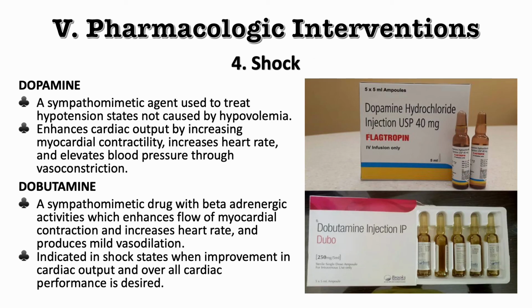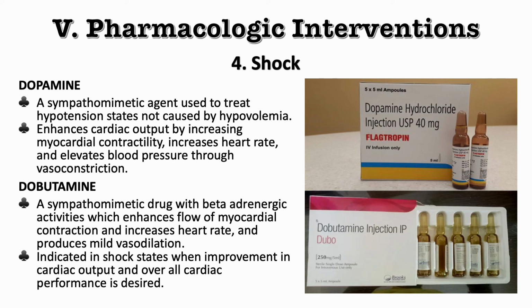Last are pharmacologic interventions for shock. There are several drugs given for shock, but let's consider these two. Dopamine is a sympathomimetic agent to treat hypotension caused by hypovolemia. It enhances cardiac output by increasing myocardial contractility, increases heart rate, and elevates blood pressure through vasoconstriction. Because dopamine is very good when it comes to vasoconstricting blood vessels, dopamine is best for distributive shock.